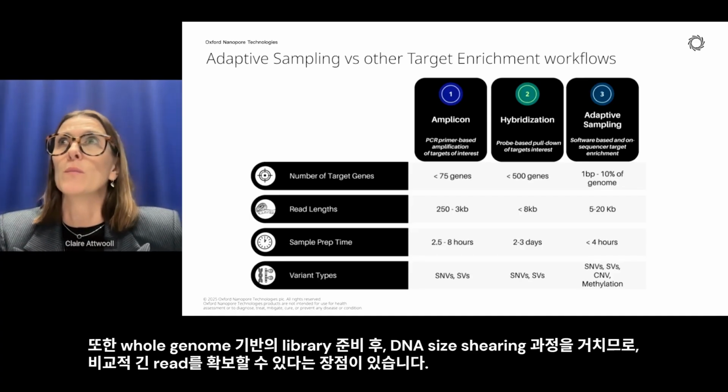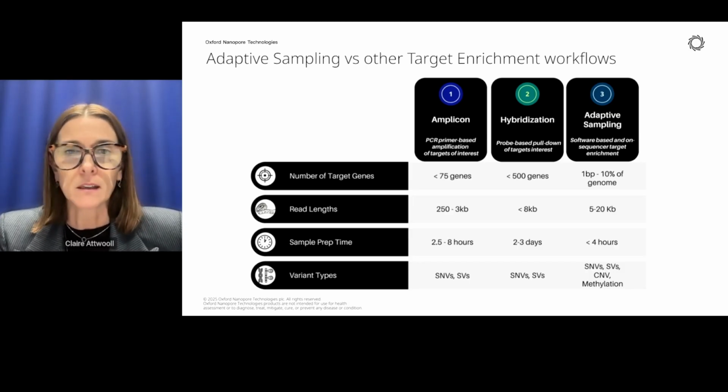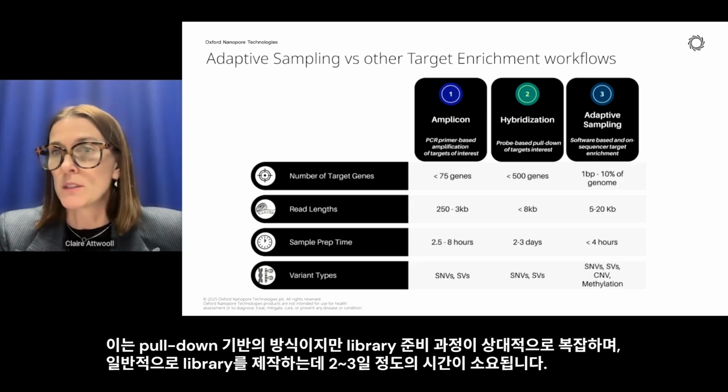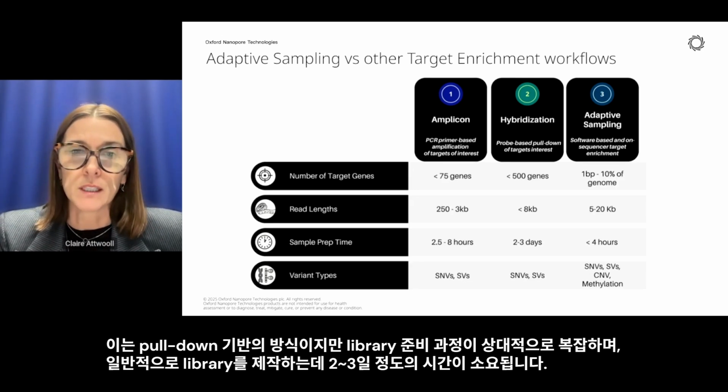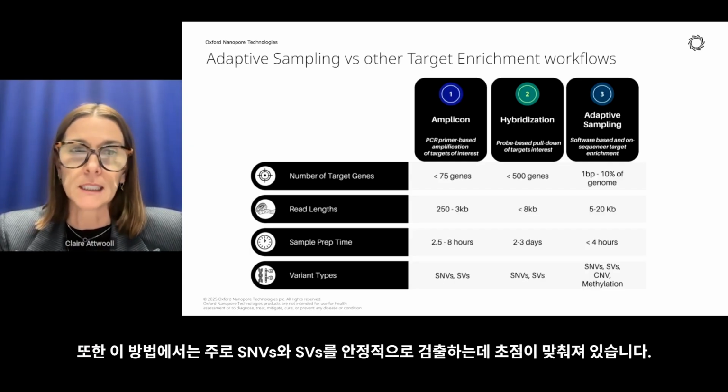Hybrid capture gives you much more range, so typically they're much larger panels. Because you do a whole genome library prep and you fragment the DNA, you can do longer reads. So it's just a pull-down approach, but it's much more cumbersome in terms of library prep. So 2 to 3 day library prep, and again, you're really only getting your SNVs and SVs robustly.